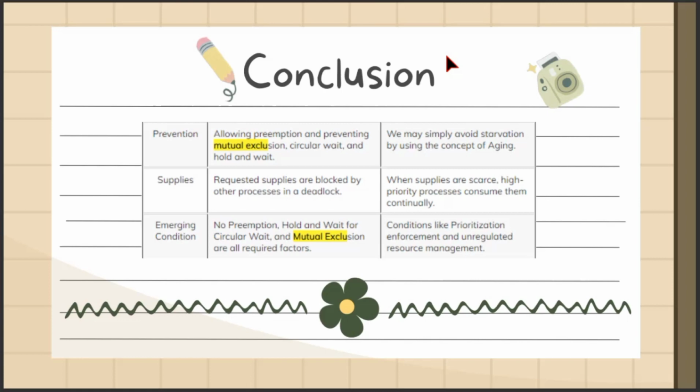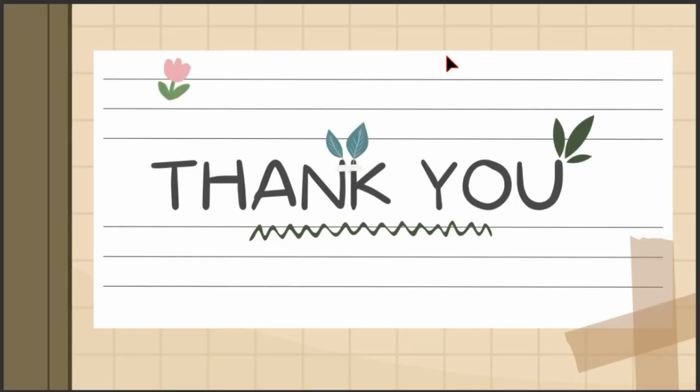And next is emerging condition. Deadlock requires no preemption, hold and wait, circular wait, and mutual exclusion as required factors. And in starvation, conditions like prioritization, enforcement, and unregulated resource management. So that's it for the conclusion, and thank you guys for listening.